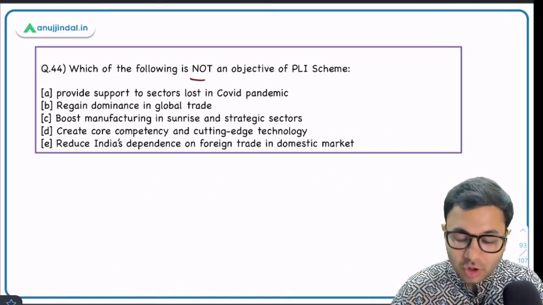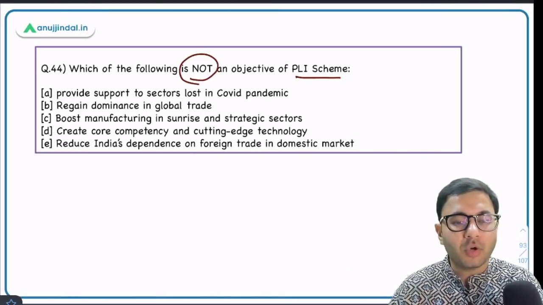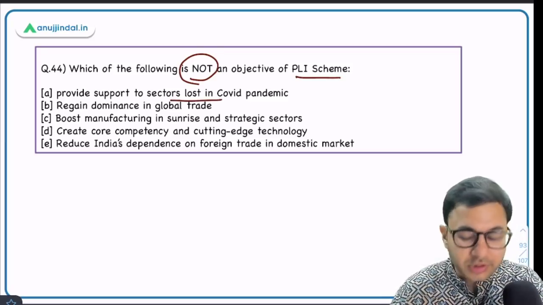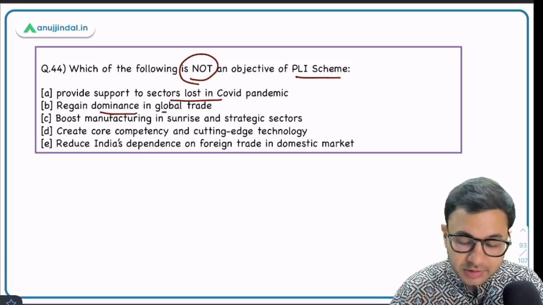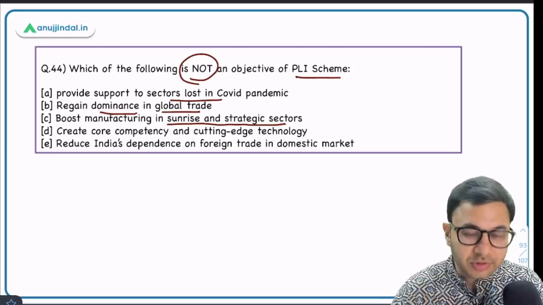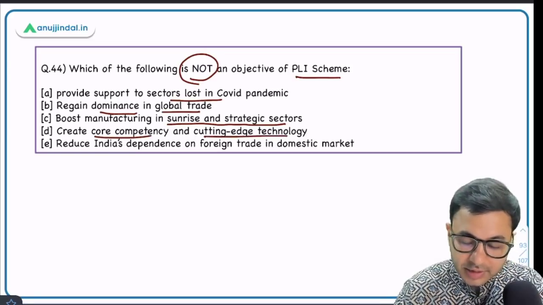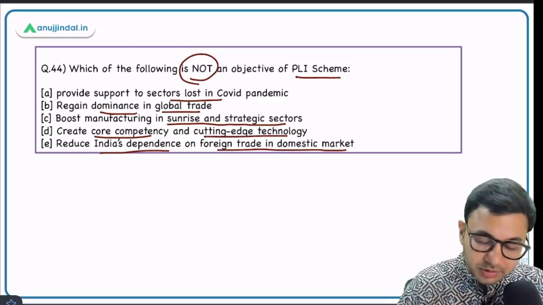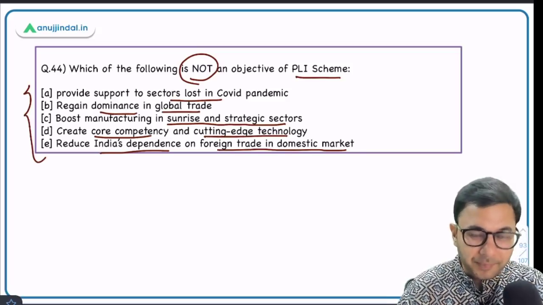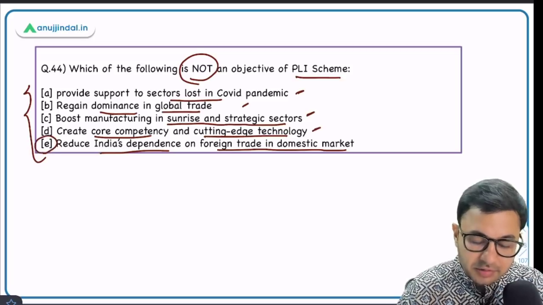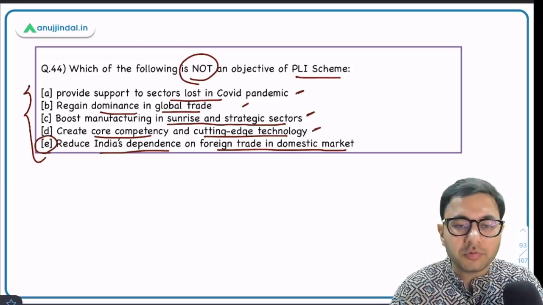Which of the following is not an objective of PLI scheme? Provide support to sectors lost in COVID, regain dominance in global trade, boost manufacturing in sunrise and strategic sectors, create core competency in cutting edge technology, reduce India's dependence on foreign trade in domestic market. Now, all the options are positive. First is positive, second is positive, third is positive, fourth is positive. Fifth one is negative, reduce India's dependence on foreign trade.